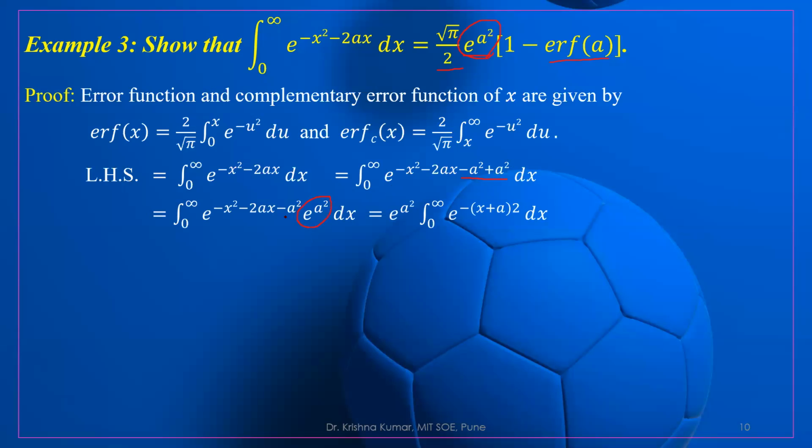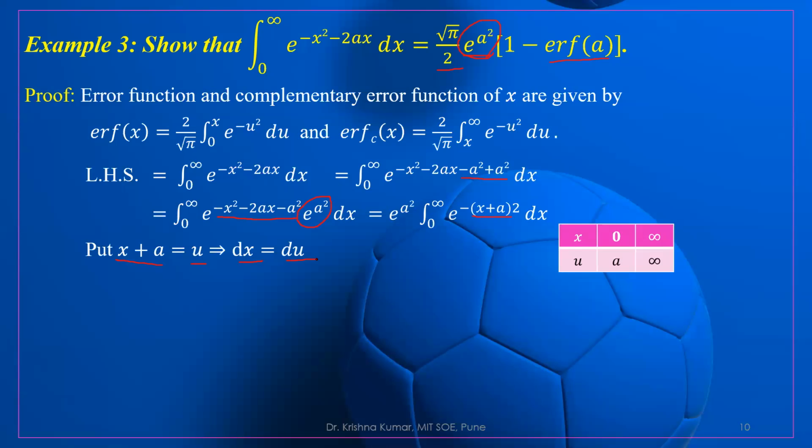Correct? And again, if we take the minus sign outside, it is nothing but a square plus 2ab plus b square. So it is a plus b whole square. And again, if you put x plus a equal to u, then what is dx? dx is equal to du.